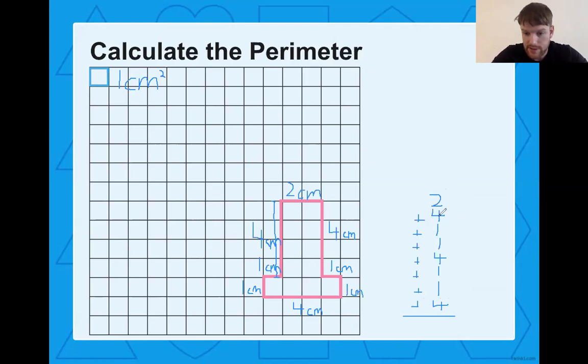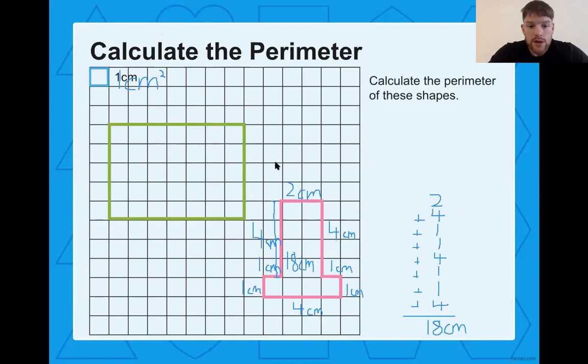2 plus 4 is 6. 6 plus 1 is 7. 7 plus 1 is 8. 8 plus 4 is 12. 12 plus 1 is 13. 13 plus 1 is 14. 14 plus 4 is 18. So my answer is 18 centimeters. The perimeter of this shape is 18 centimeters. All right. So we have the perimeter of that shape, 18 centimeters.